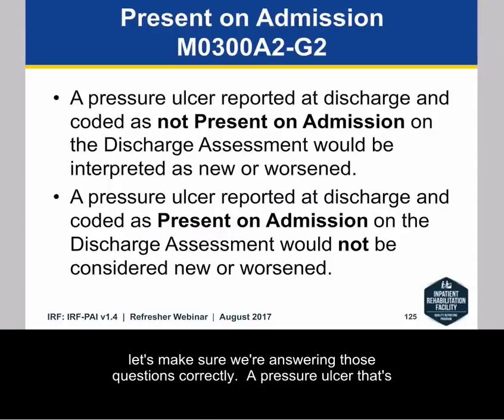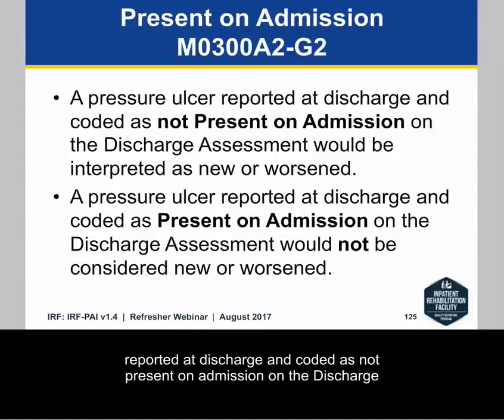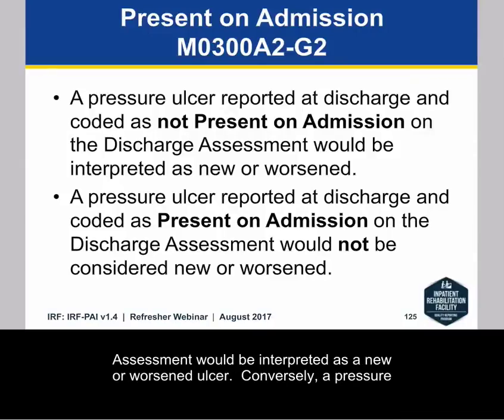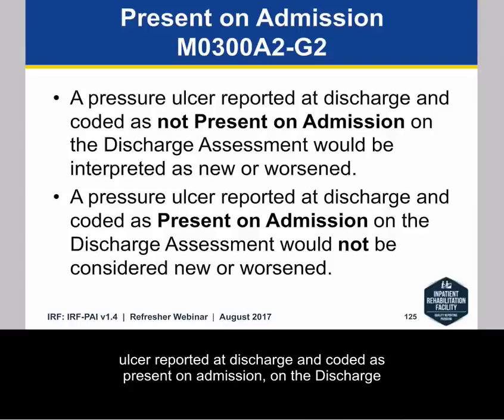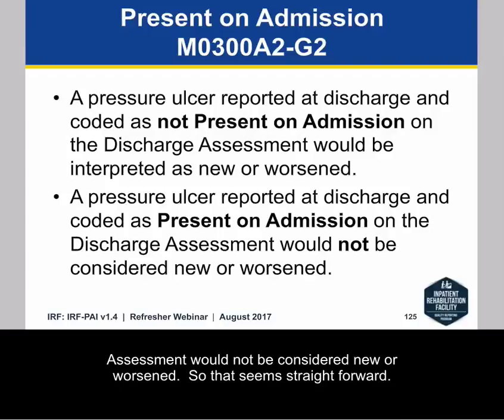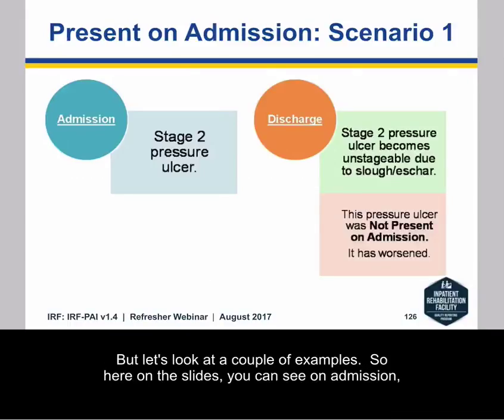A pressure ulcer that's reported at discharge and coded as not present on admission on the discharge assessment would be interpreted as a new or worsened ulcer. Conversely, a pressure ulcer reported at discharge and coded as present on admission on the discharge assessment would not be considered new or worsened. So that seems straightforward. But let's look at a couple of examples.